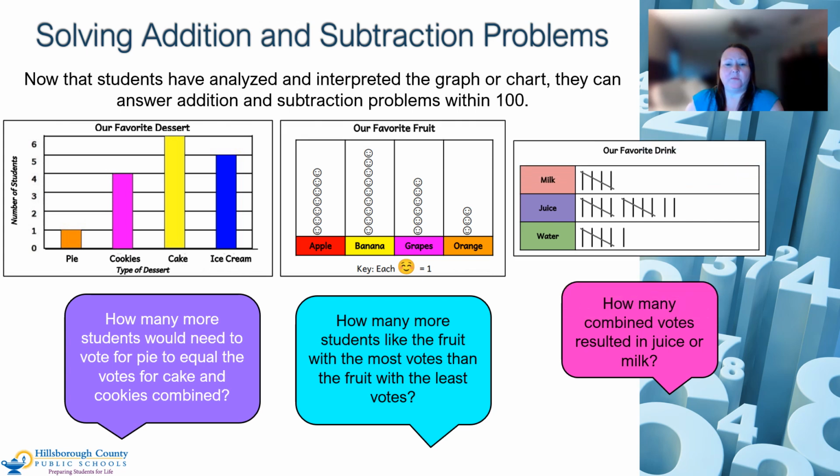We might have the picture graph that you can see in the middle. How many more students like the fruit with the most votes than the fruit with the least votes? Or even that tally chart, how many combined votes resulted in juice or milk? So once again, first they've spent time understanding the graph or chart, and now we're answering questions that require addition or subtraction.